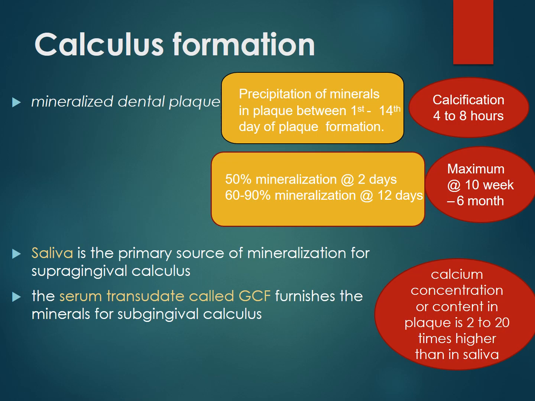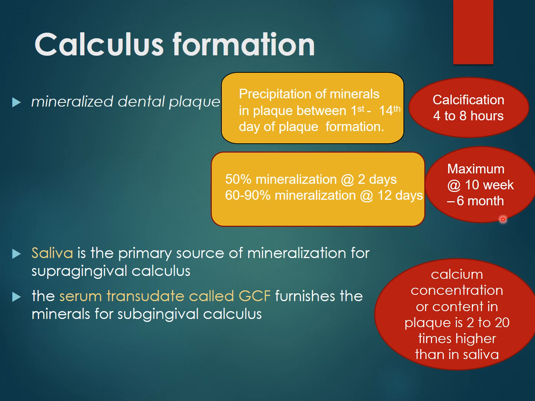Coming to the important part, dental calculus formation. Dental calculus is mineralized dental plaque. The precipitation of minerals occurs in plaque between the 1st and 14th day of plaque formation. The calcification itself occurs within 4 to 8 hours. 50 percent of mineralization occurs by 2 days, and 60 to 90 percent of mineralization occurs by 12 days. The maximum rate of formation occurs by 10 weeks and then continues up to 6 months.